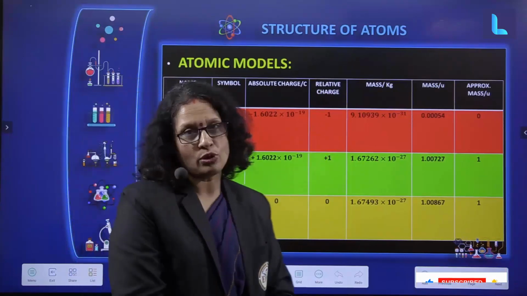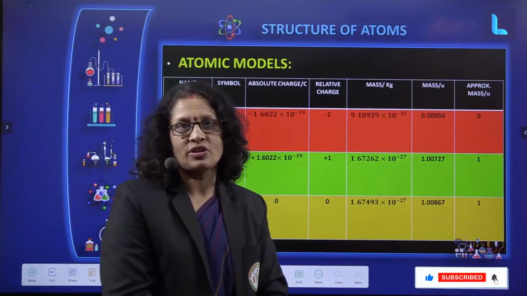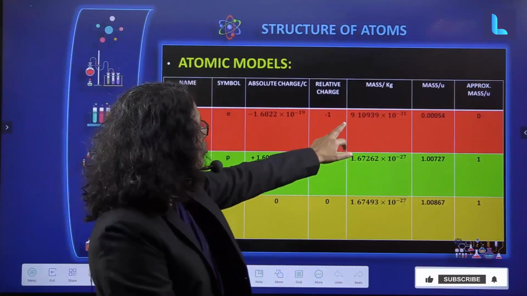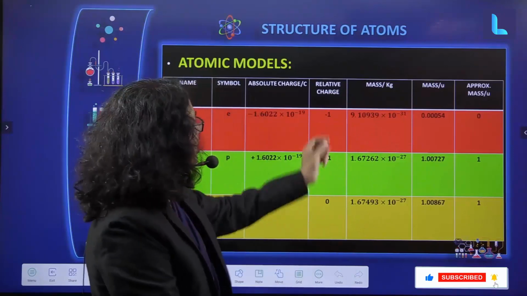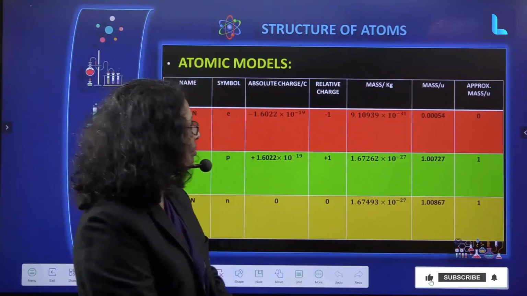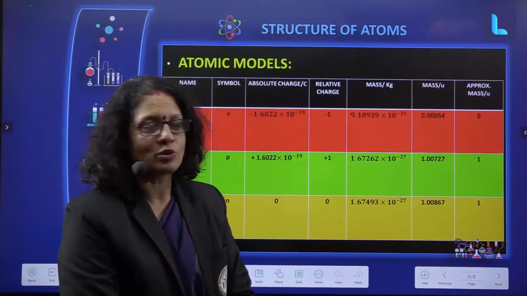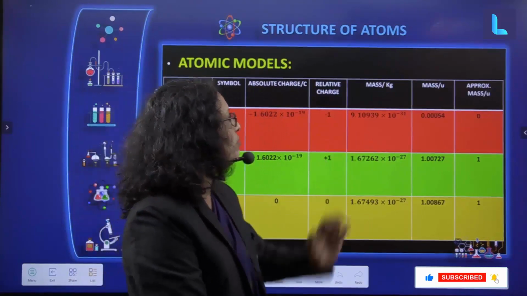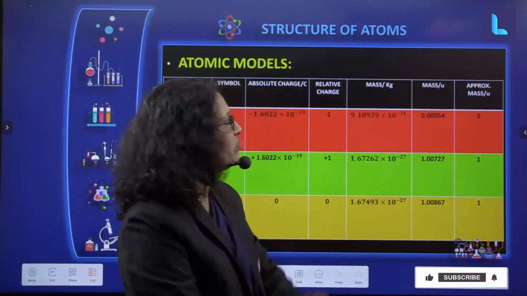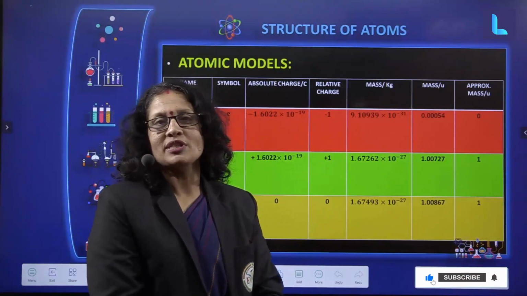We have already calculated the mass from the charge to mass ratio and the Millikan oil drop experiment in the previous class. So 9.10939 × 10^-31 will be the mass in kg. Next is mass in atomic mass units. When we convert it, 0.00054 is the mass in units. So the approximate mass, it is a very light particle, is 0.